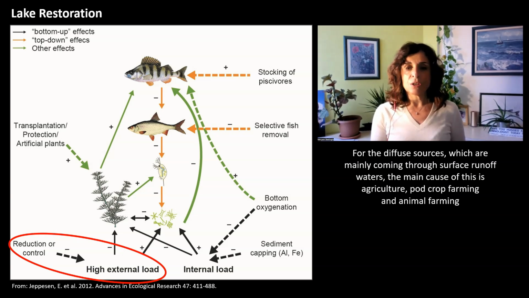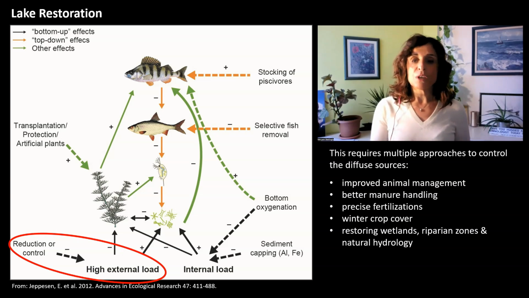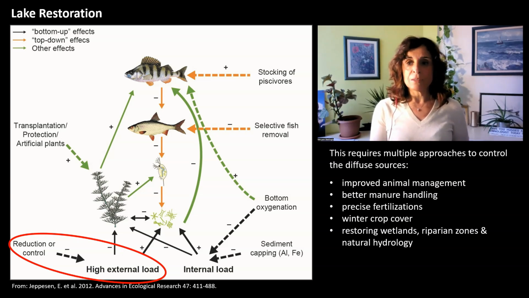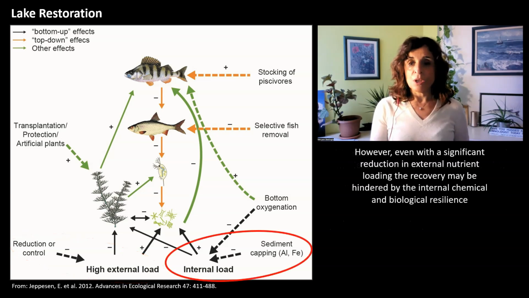For the diffuse sources, which are mainly coming through the surface runoff water, the main cause of this is agriculture, both crop farming and animal farming, and this requires multiple approaches to control the diffuse sources, like improved animal management, better manure handling, precise fertilization, winter crop cover, restoring wetlands and riparian zones, and natural hydrology. All these combined efforts can enhance nutrient retention and reduce erosion.